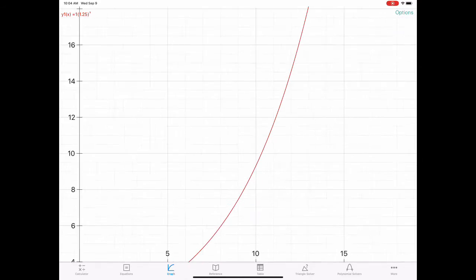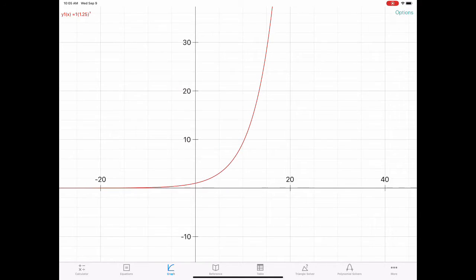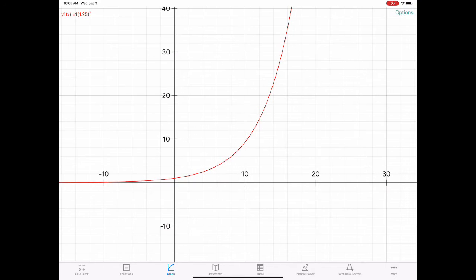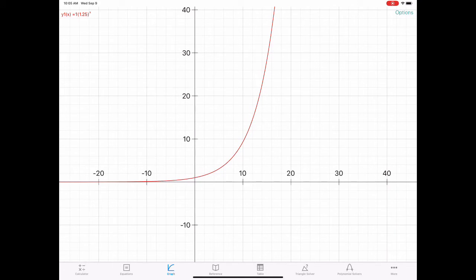So what you would do is figure out the equation, sketch it on Desmos, and then draw a graph to show me that you sketched it. So that's how you would do that one.